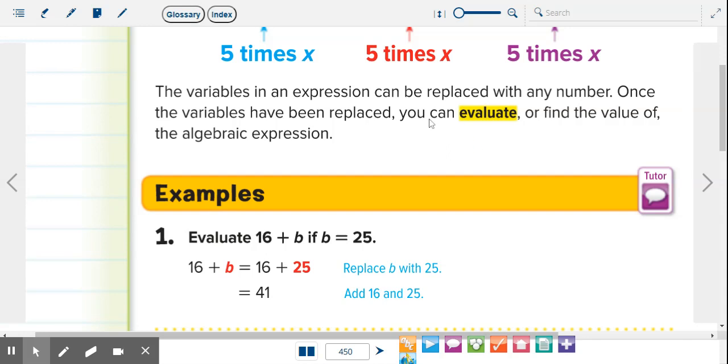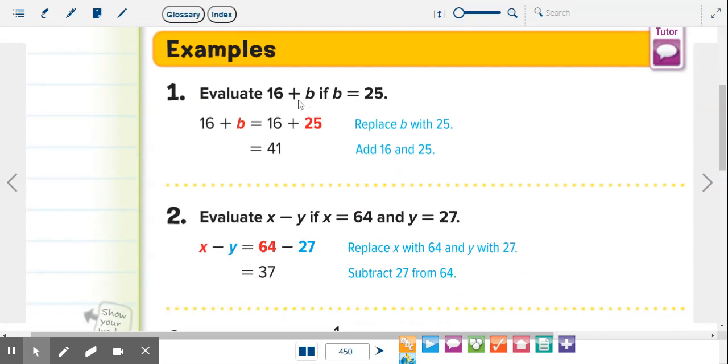Now, when they say evaluate, they want you to evaluate the expression. All they're wanting you to do is find the value of or solve it. That's all evaluate means. So don't freak out when you see evaluate. You're not actually going through a big evaluation. It's literally just solve it. Okay, so number 1, here we go. This is a one-step expression, 16 plus b, if b equals 25.